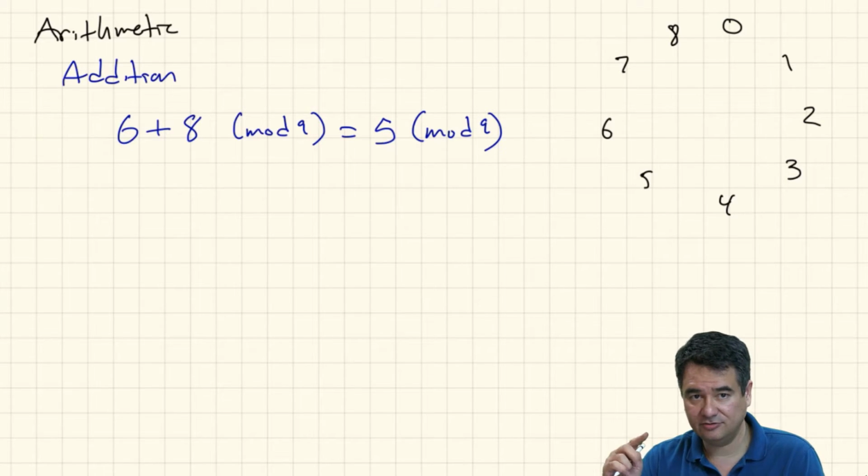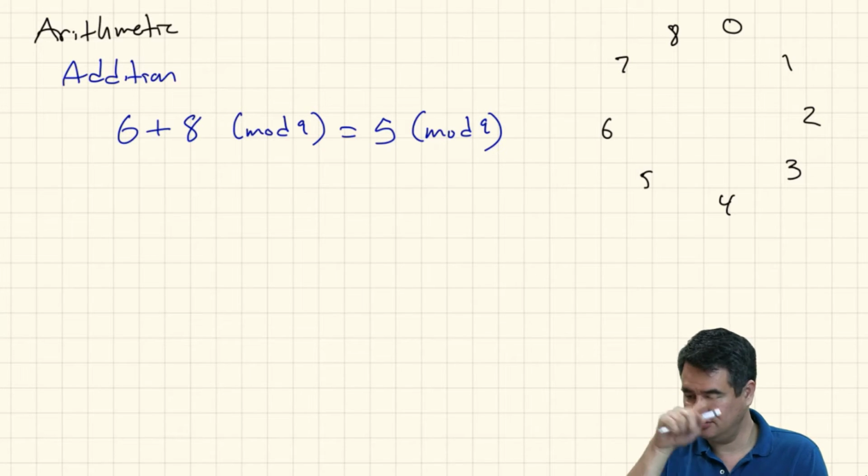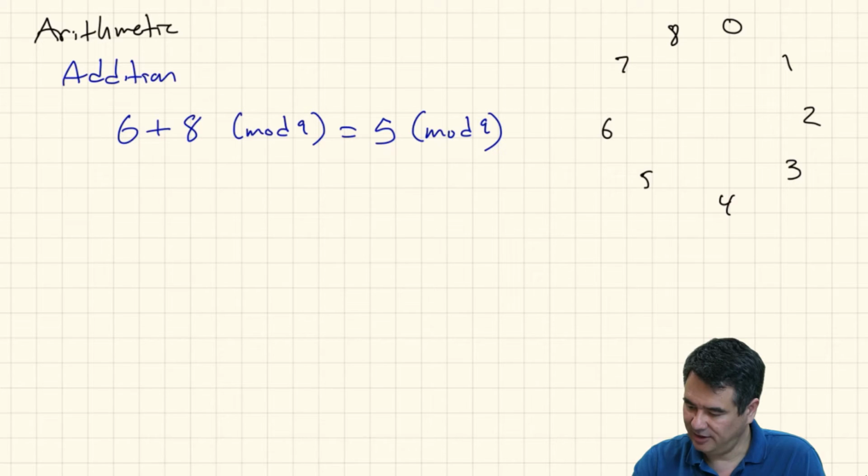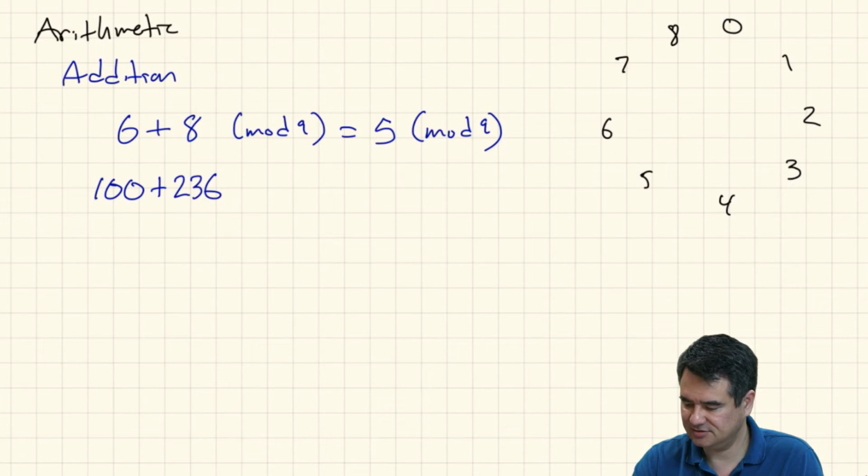All right, so to add positive numbers, you just go clockwise around the wheel. And if you want to do subtraction, you just go counterclockwise. And where you end up is the answer. But if you want to do larger numbers, let's say we want to do 100 plus 236 mod 9. Okay, so we could go around and around and around and find our way to 100, and then we could add 236 to that by going around and around some more.